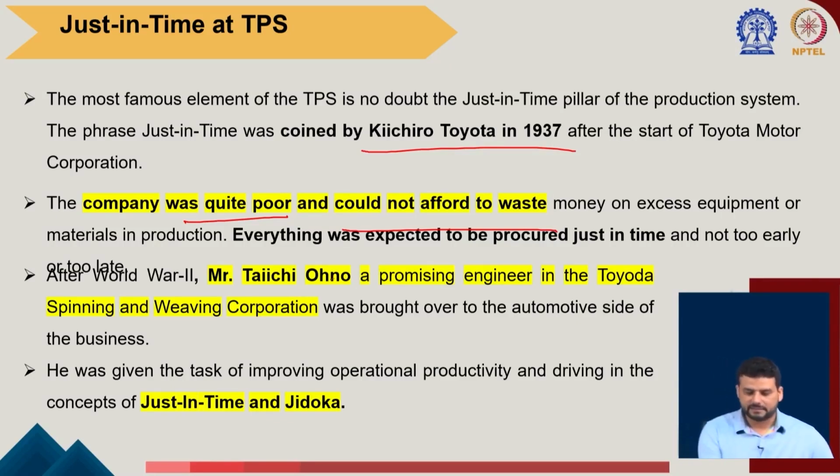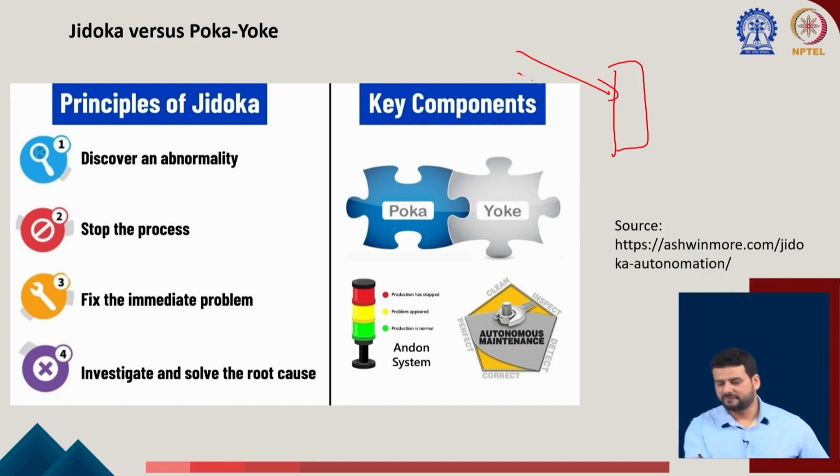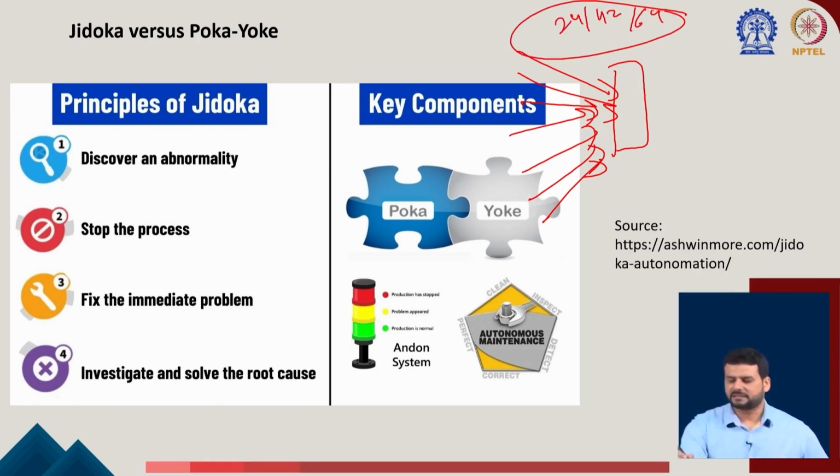So after World War II, Mr. Taiichi Ohno, who was working in the spinning and weaving industry, right? There they implemented this concept of just in time and Jidoka. I will tell you, in the spinning industry, then he was transferred to the automobile industry to improve the quality of the product. So in the spinning industry, what was happening? Let's say in the spinning machine, so many different threads used to come. The quality of the cloth, you can check how many threads are there, right? Usually 24 threads, 42, 64, like this 98 threads. So many threads means quality will improve, right?